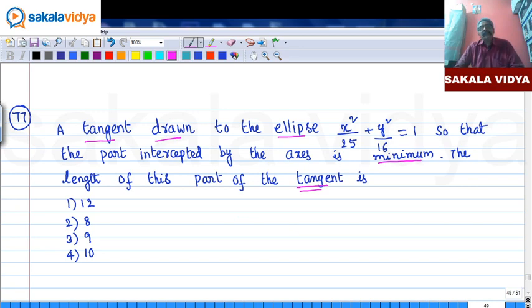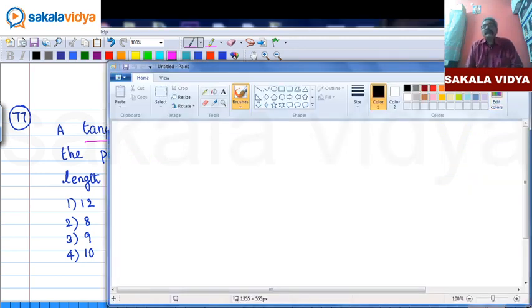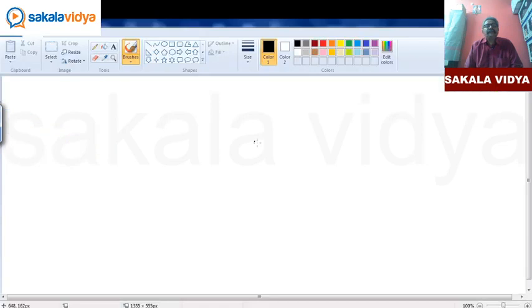After that, the tangent cuts the x-axis at A and the y-axis at B, and the distance from A to B is minimum. So we need to minimize AB, and after that evaluate the length of that part. Now first let us move to the picture and draw the diagram for this one.